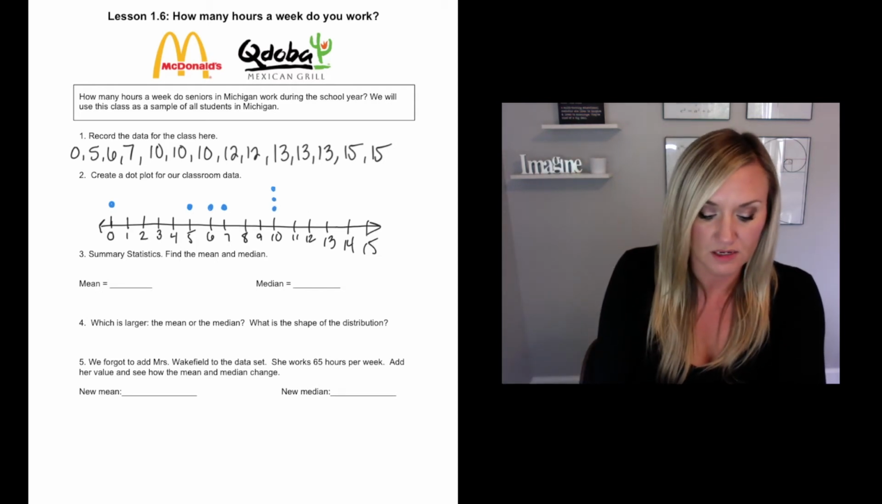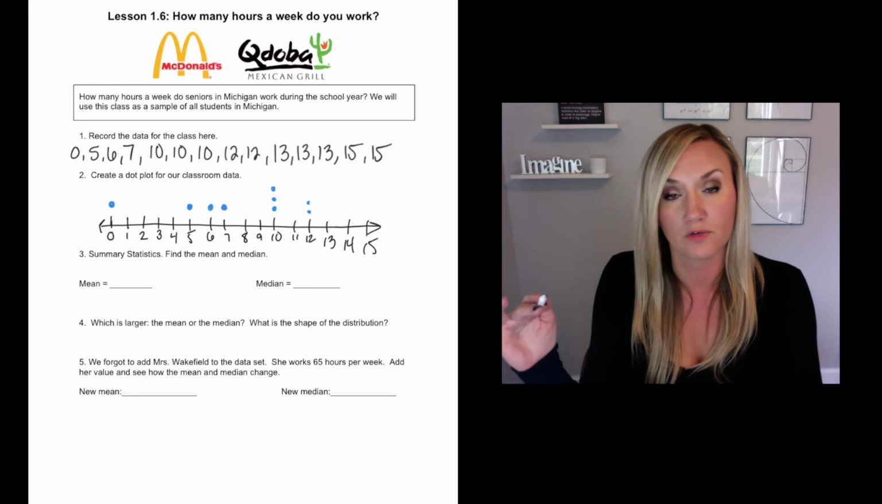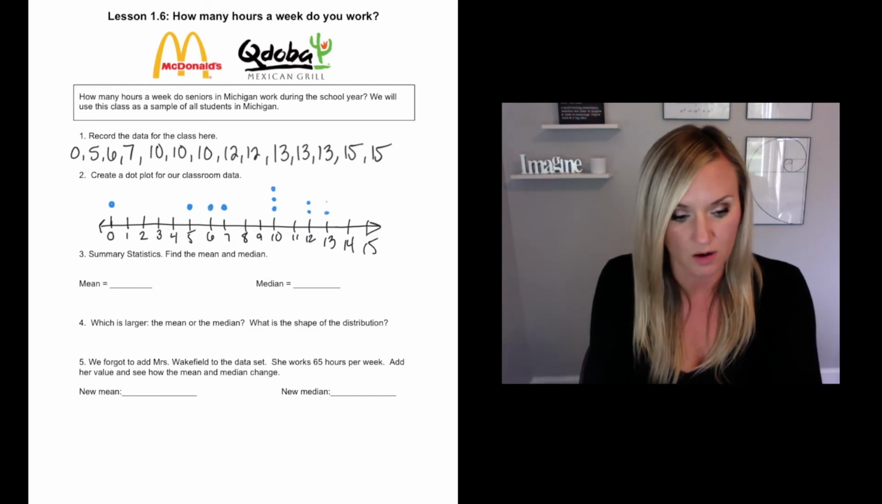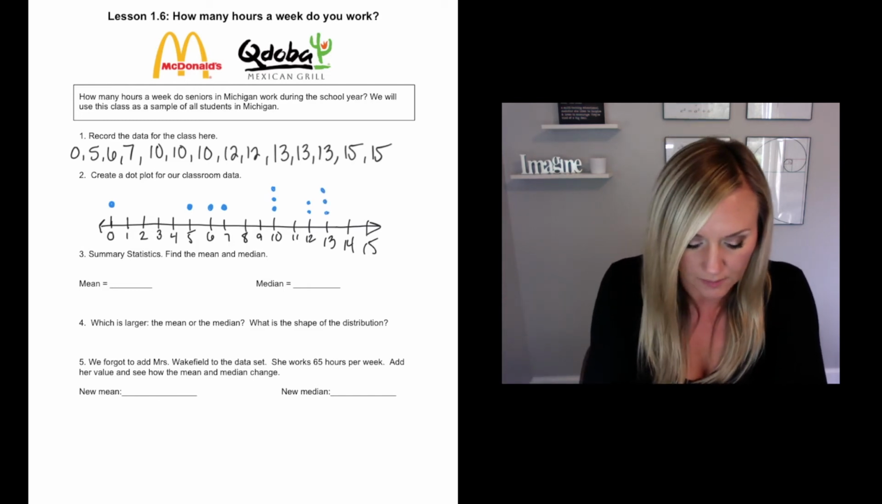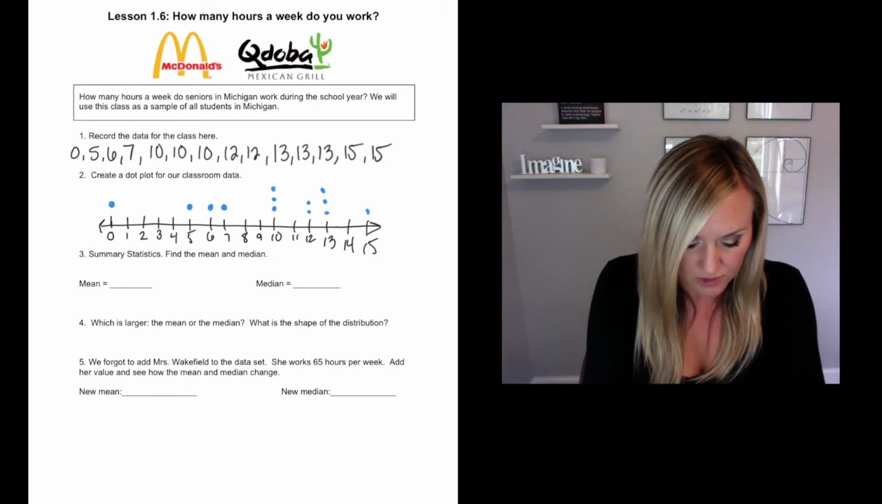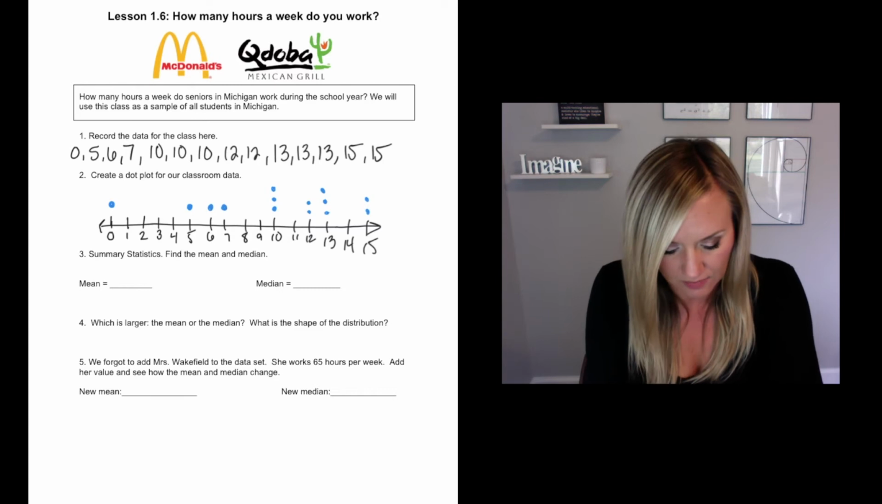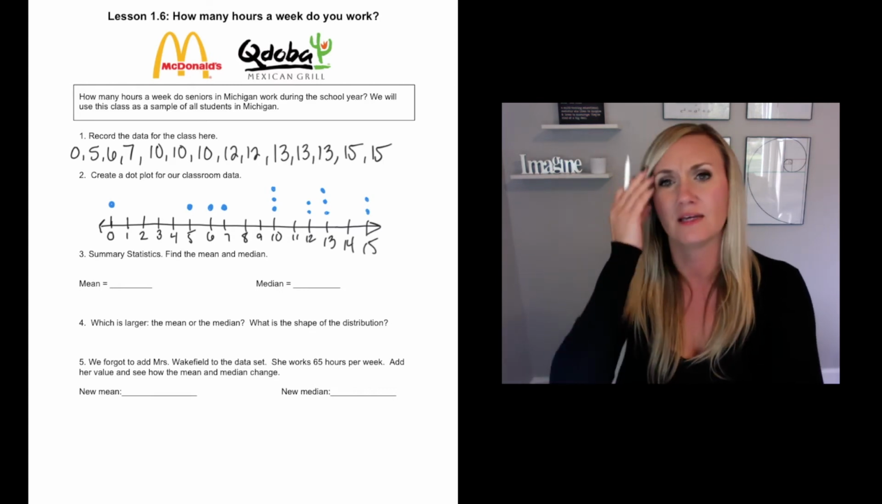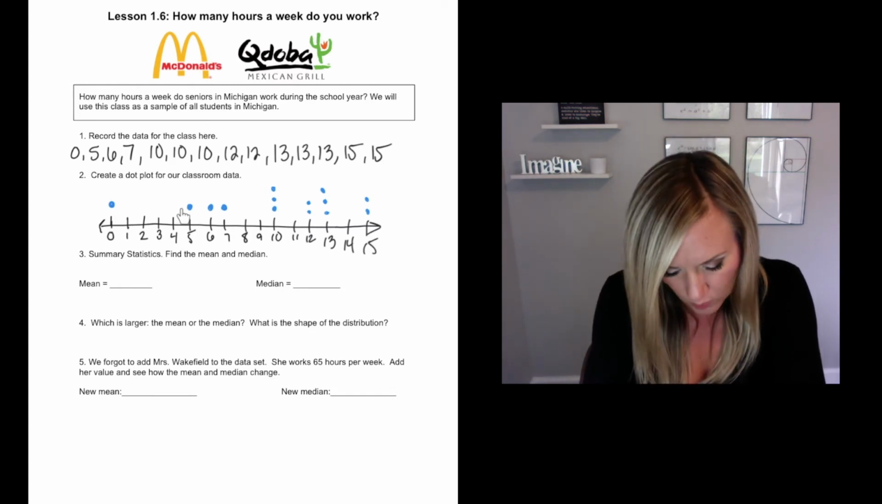All right, so let's find the mean. Remember, the mean is just adding up all of those numbers and dividing by how many we have. So if we were to add them all up, we have 141. And we're going to divide that by 14. And that's going to be, the mean is about 10, or 10.1.